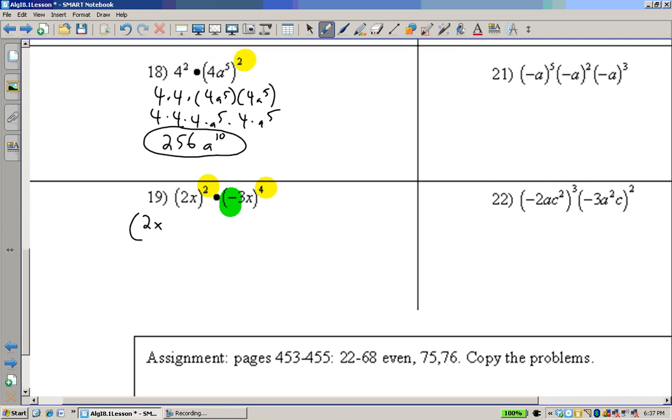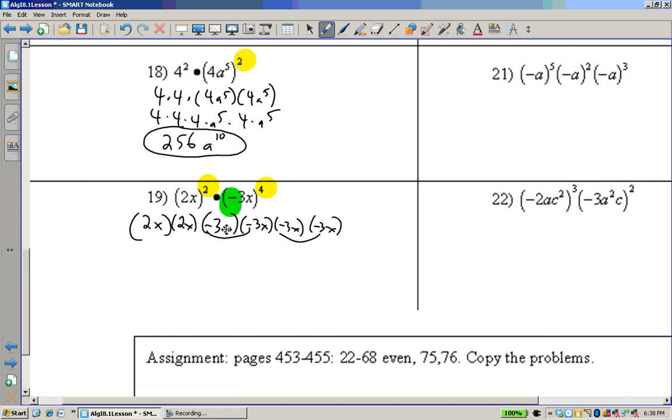So it's 2x times 2x. Now, how many negatives are here? There are 4 negatives. So we're going to copy exact. There's 4 of these. So 1, 2, 3, 4. Well, that's not the only way we could do it, but that's certainly one way we could do it. So we have 1, 2, 3, 4 negatives. That's going to be positive, so the whole thing's positive.